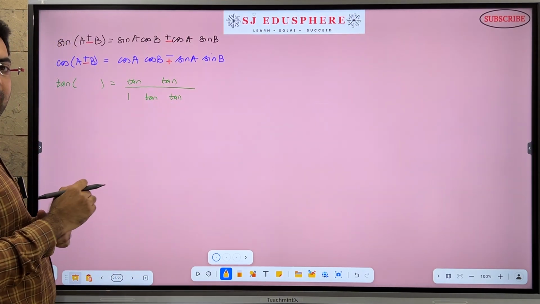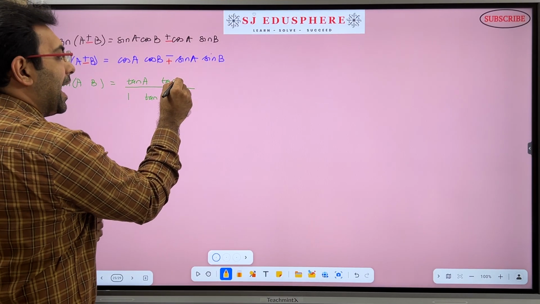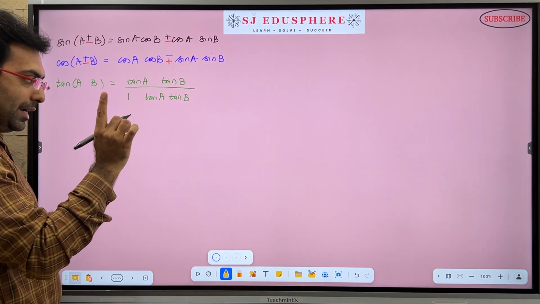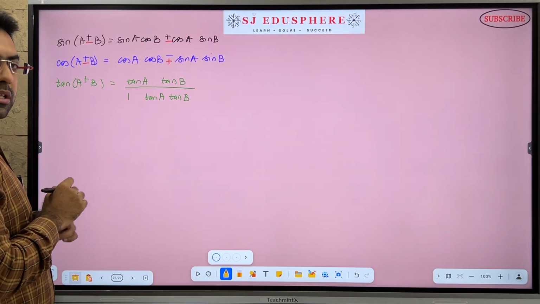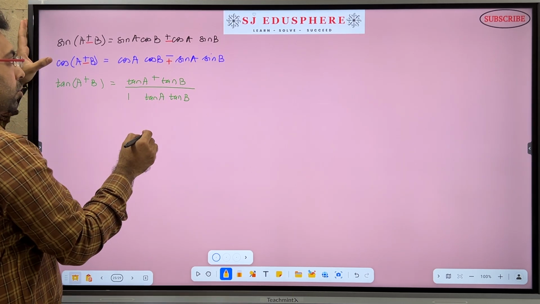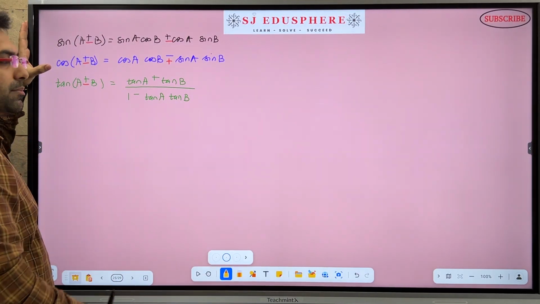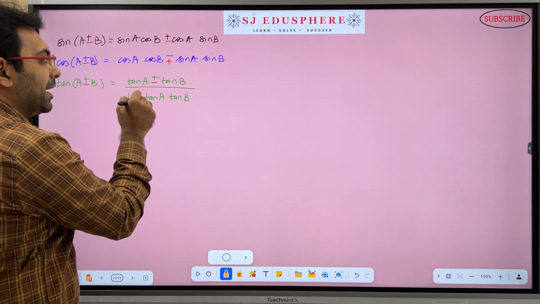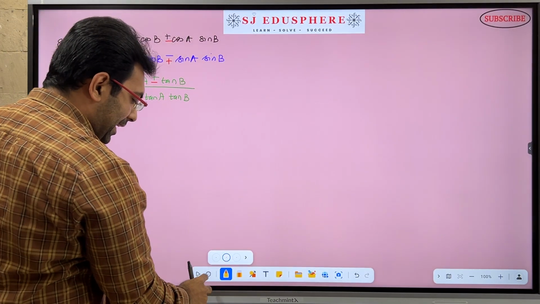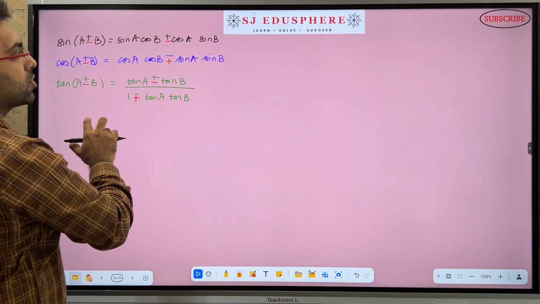Tan(A+B) is (tan A + tan B) upon (1 - tan A tan B). So tan(A-B) will be (tan A - tan B) upon (1 + tan A tan B). Understand? If I give it a plus, students, is tan(A+B) sine(A+B) upon cos(A+B)? And when I say tan(A-B), is it sine(A-B) upon cos(A-B)? So understand the sign convention, because this will make your formula easier to resolve.